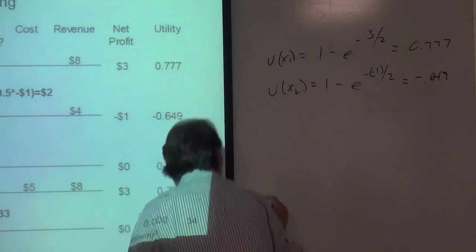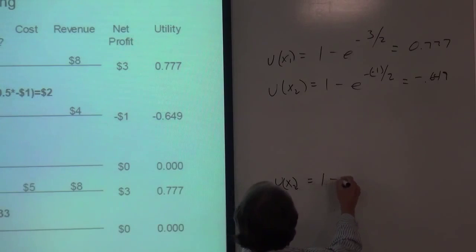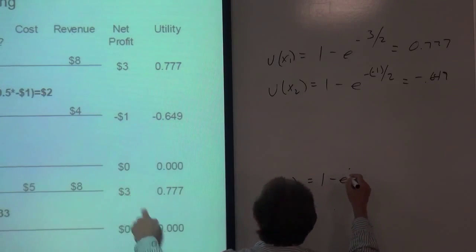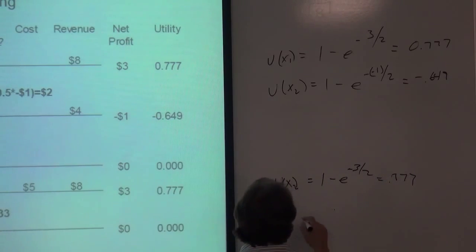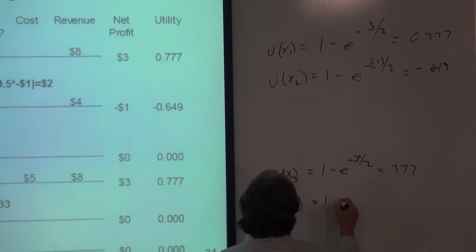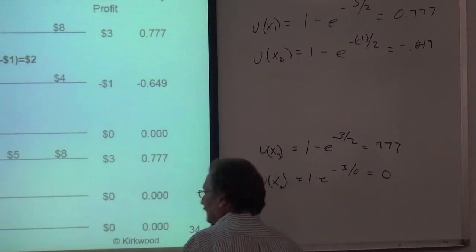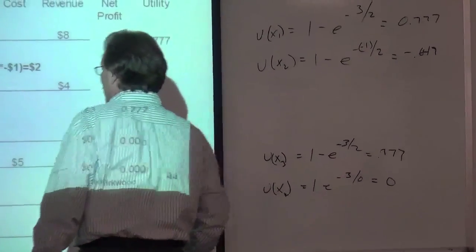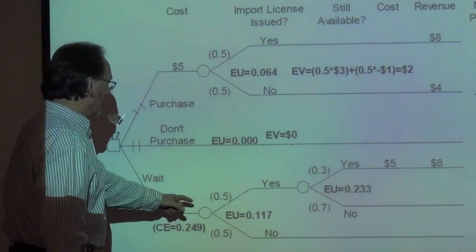This one, I'll call that u of x2, is pretty much the same. 1 minus e to the minus, because it's $3 million net profit there, 3 over 2 equals 0.777, and u of x1, let's see, call that 3 and 4, sorry. 1 minus e to the minus 3 over 0, and that equals 0. Okay?